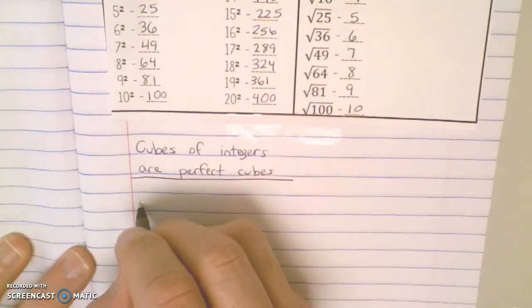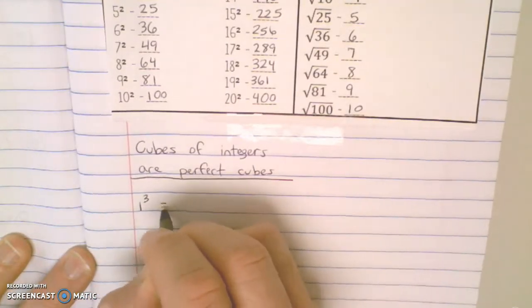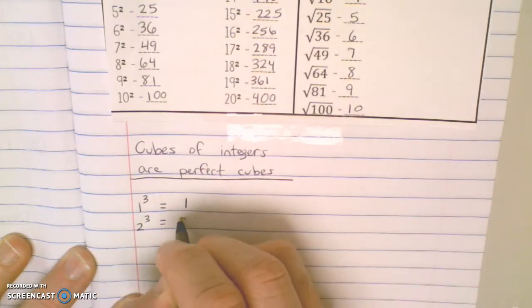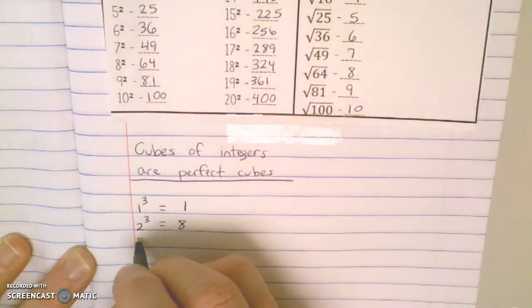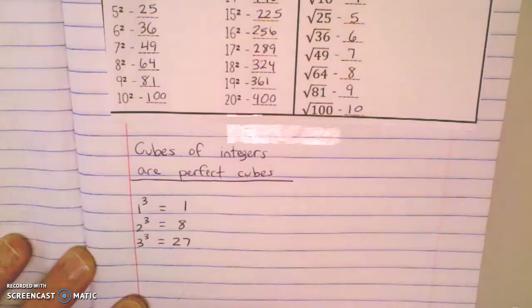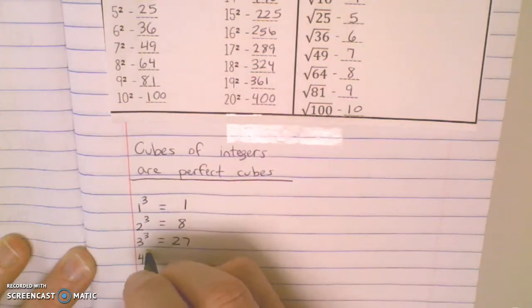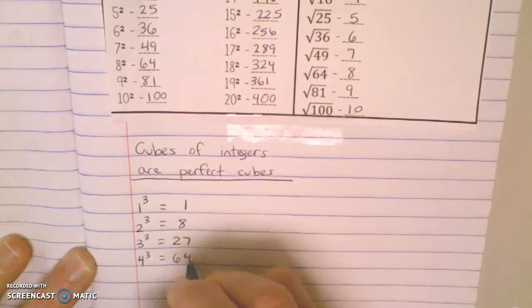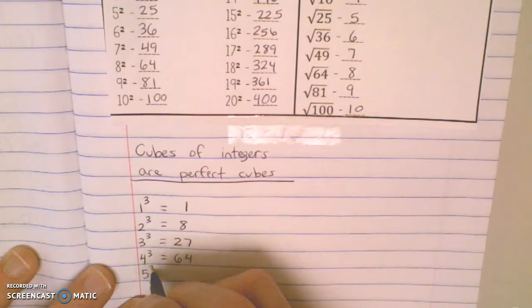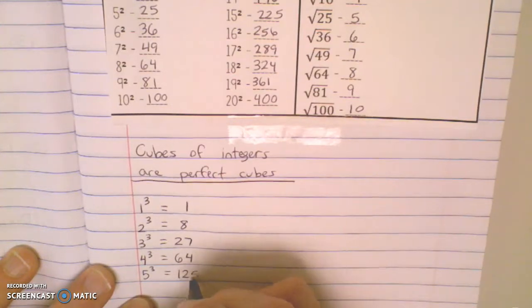Some examples we would have would be 1 cubed is 1, 2 cubed is 8, 3 cubed is 27, because that means 3 times 3 times 3. 4 cubed would be 64, because it's 4 times 4 times 4. And then 5 cubed would be 125.